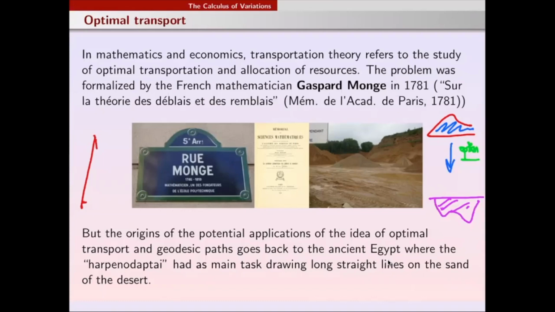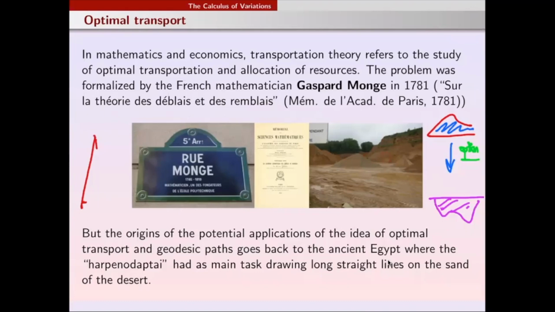So how do I move goods from one place to another optimally? At that time, Gaspard Monge, in his Théorie des déblais et des remblais, was really thinking about materials. He was thinking about civil constructions, the materials that you need, stones, rocks, sand, in order to build a house, or a road or a bridge. So he was thinking about this.